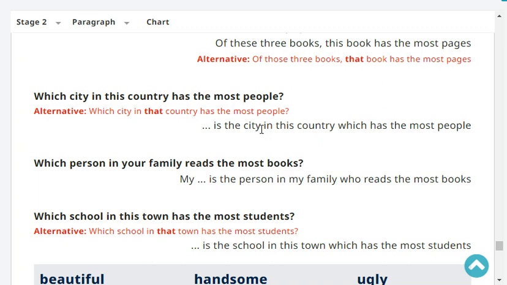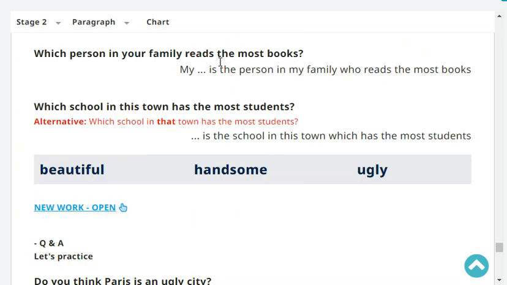Which person in your family reads the most books? My mother is the person in my family who reads the most books. Which school in your town has the most students? Let's say ABC school is the school in my town which has the most students.